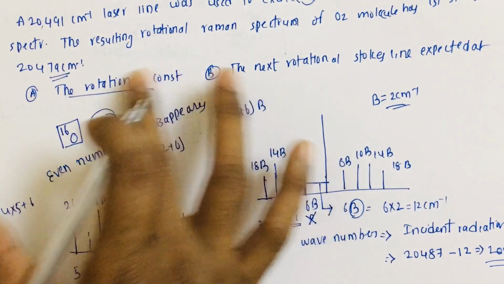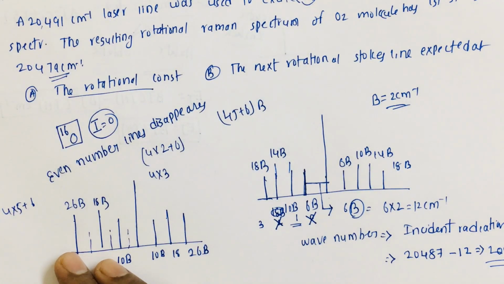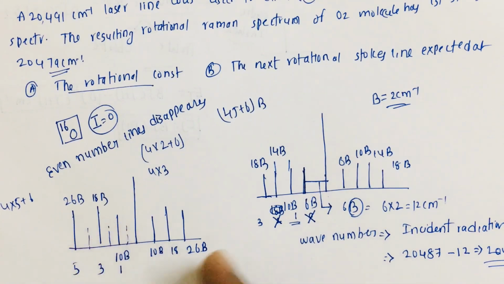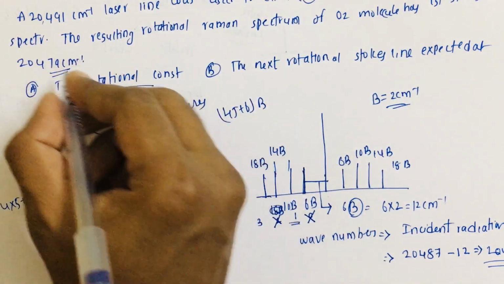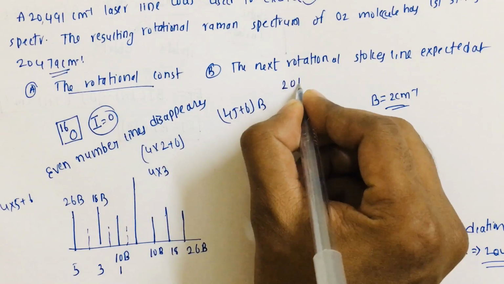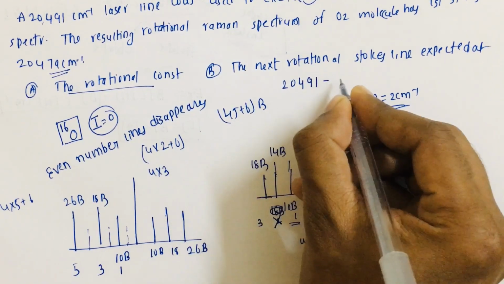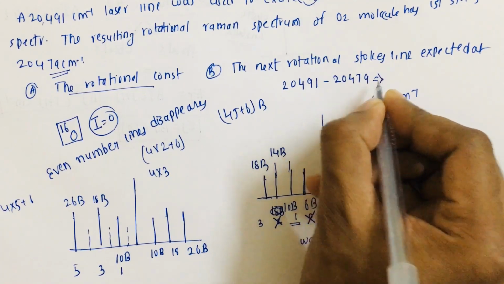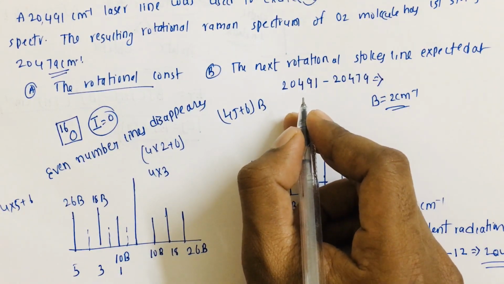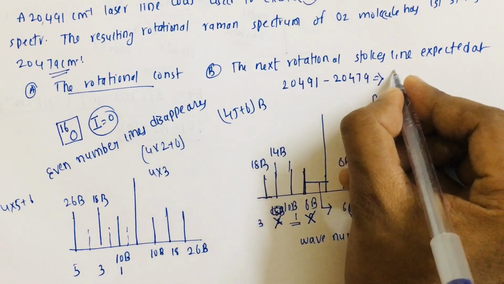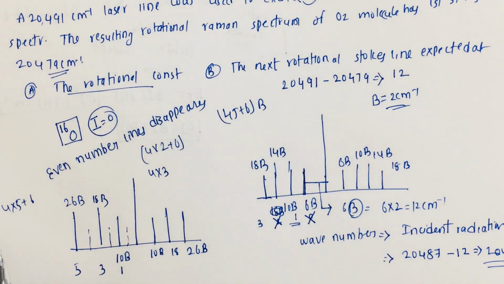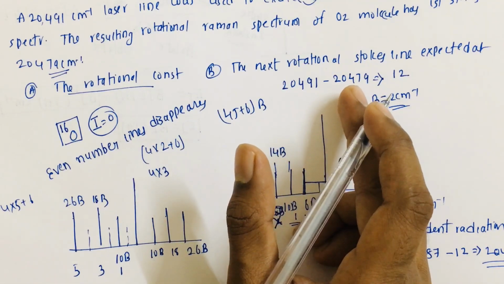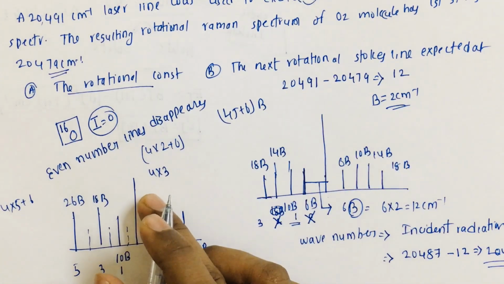Now we have to calculate the rotational constant. How will you calculate it? Take the incident radiation minus the wave number, and you will get this value. The incident is 20491 minus 20479, so you will get 12.